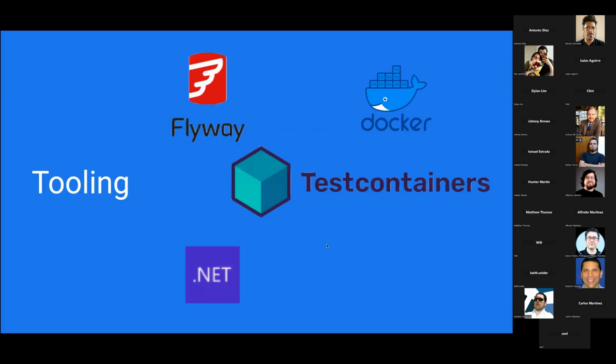So I'm going to talk a little bit about some of the tooling at this point. At a high level, we're going to talk about Flyway, Docker, Testcontainers, and I couldn't find a good enough graphic for Entity Framework Core, so I just put .NET as my graphic for Entity Framework. We're going to talk about the different tooling.